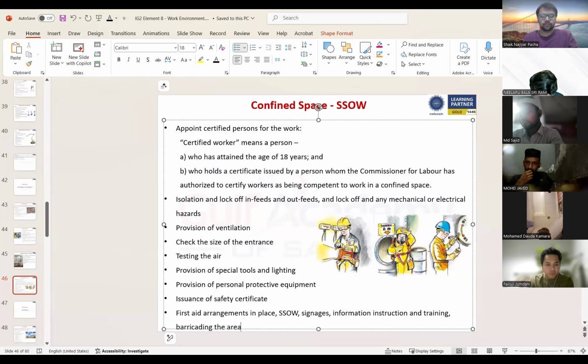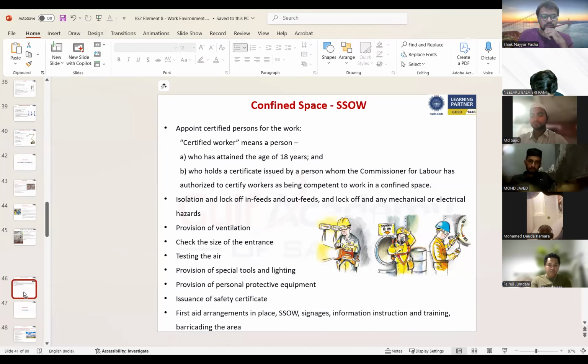Barricading the area, restricting the access, even proper communication to all the people in the workplace about the confined space entry. There should be proper supervision, or a fire marshal or a first aider available in the workplace, and providing them RPE, respiratory protective equipment. Particularly where there is oxygen depletion, you should provide breathing apparatus. So these control measures should be taken to minimize the risk associated with confined spaces. Are we clear?